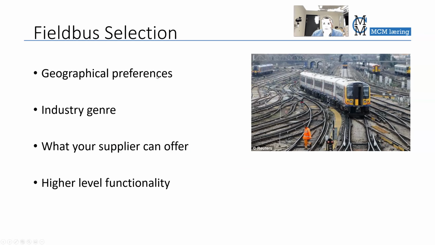So, which field bus should we select? There are geographical preferences. Some are preferred in the Americas, some are preferred in Europe, some are preferred in Asia, and so on. What kind of industry do we have? The car industry prefers some standards. The power industry prefers some, and so on. What can our supplier offer? And do we need a lot of functionality or just a simple, basic, easy to set up network?